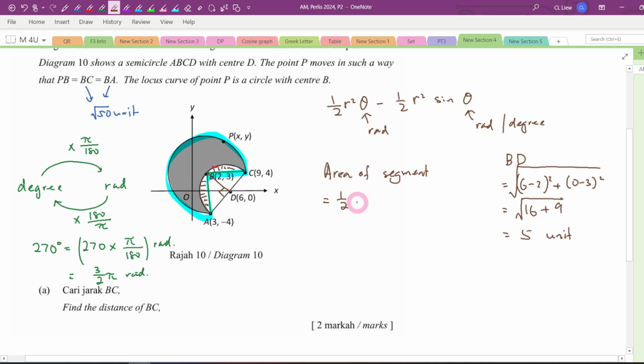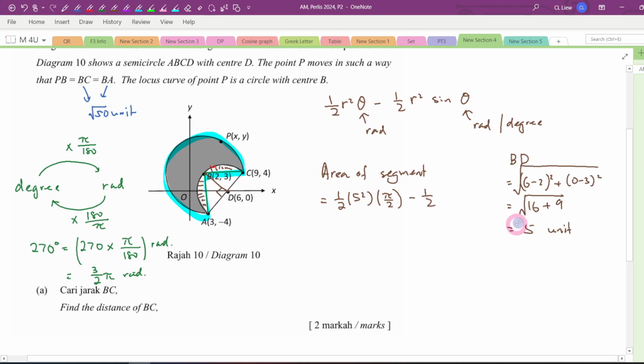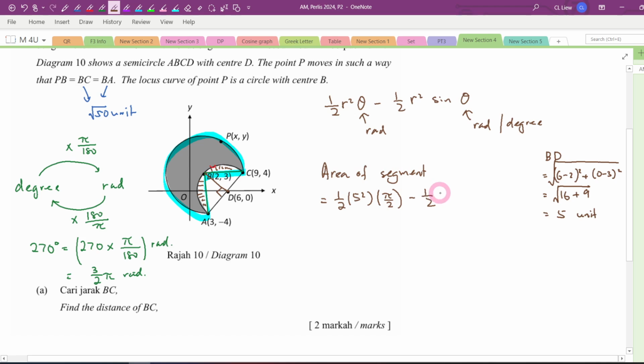So area of segment is equal to 1 over 2 r squared theta. Theta needs to be in radian, pi over 2, 90 degree, right? Then minus 1 over 2 r squared sine theta. So let me just use degree, easier. This one you can just press your calculator. This should be 5 squared, you get 25 over 2, over 2 times 2 is equal to 4.